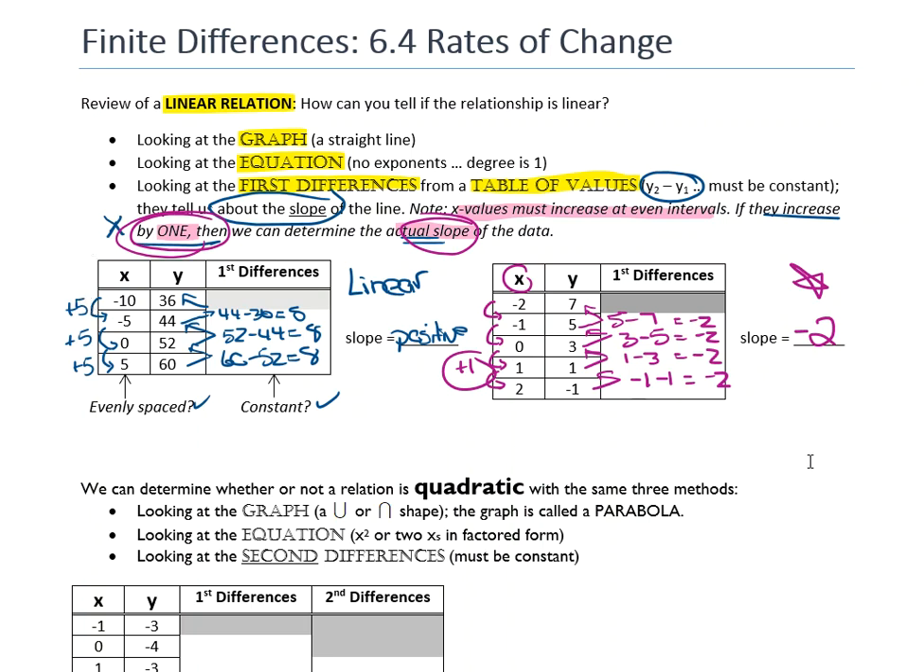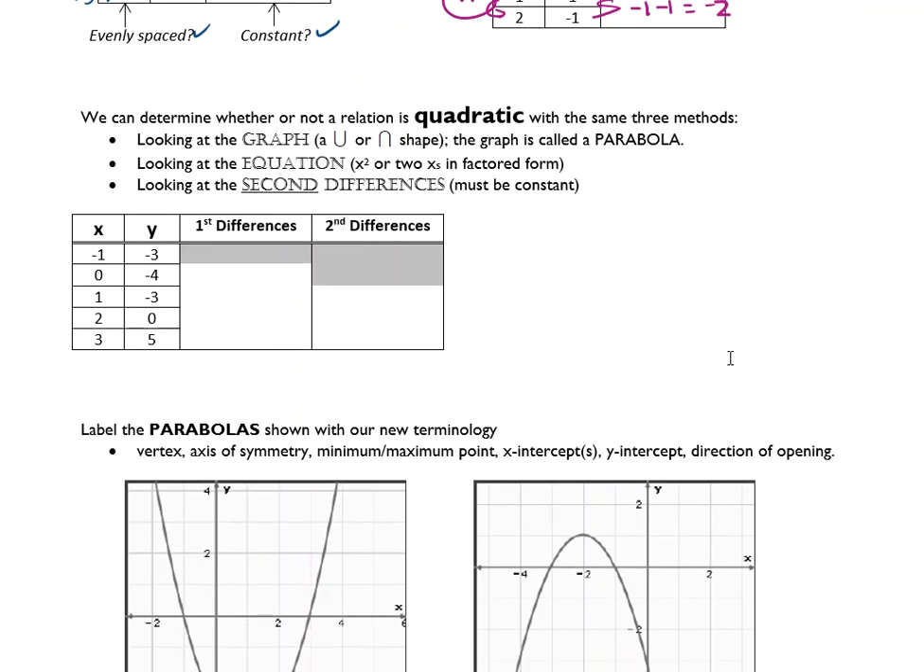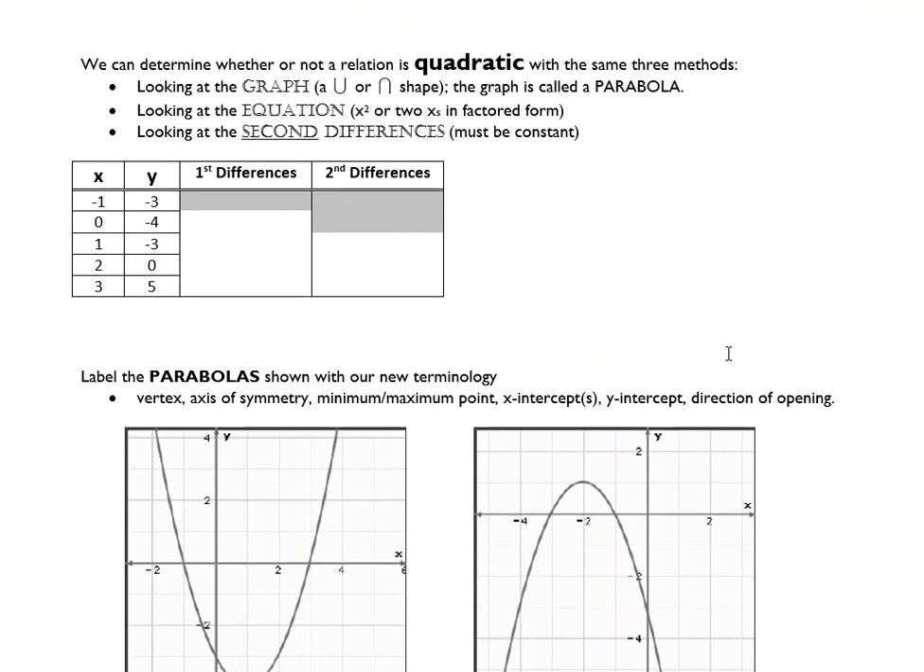So that's our review of linear. Now let's talk about quadratic. We can determine whether or not a relation is quadratic with the same 3 methods.